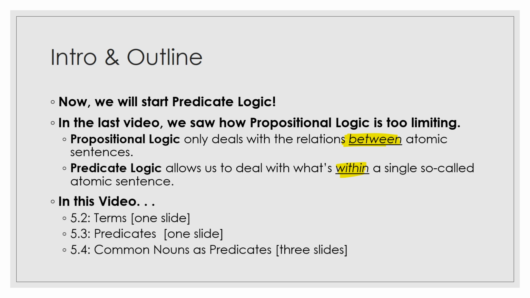Now here's a basic outline. So we'll be dealing with 3 sections: terms, predicates, and common nouns as predicates. So it's a basic translation game here.